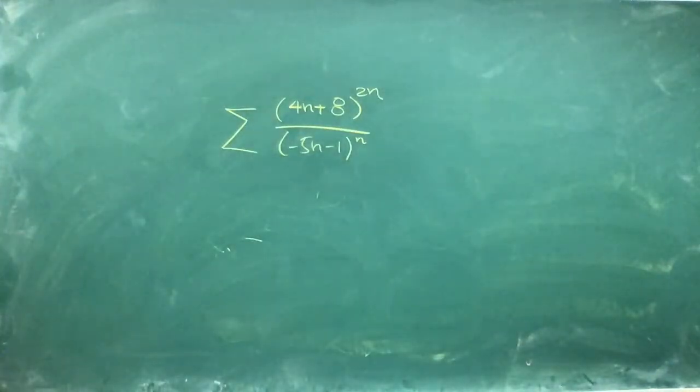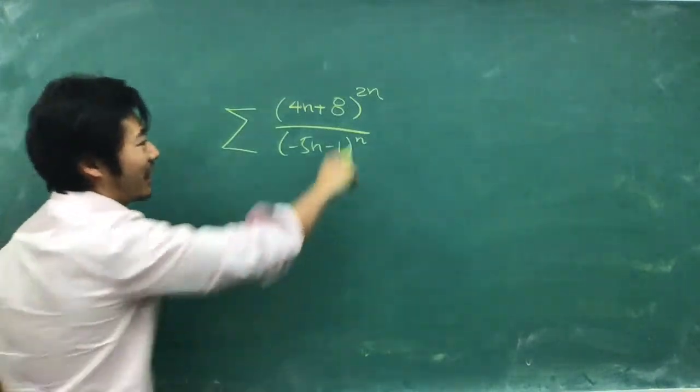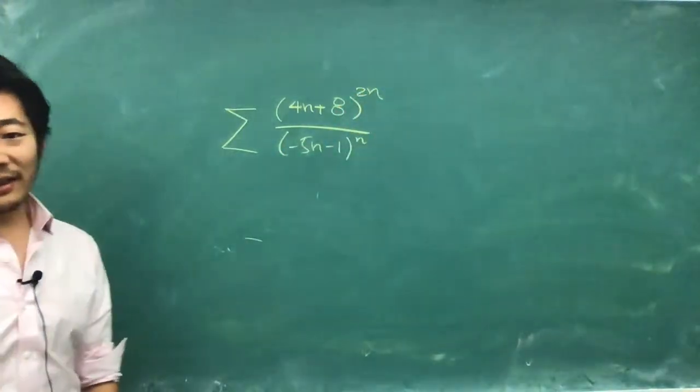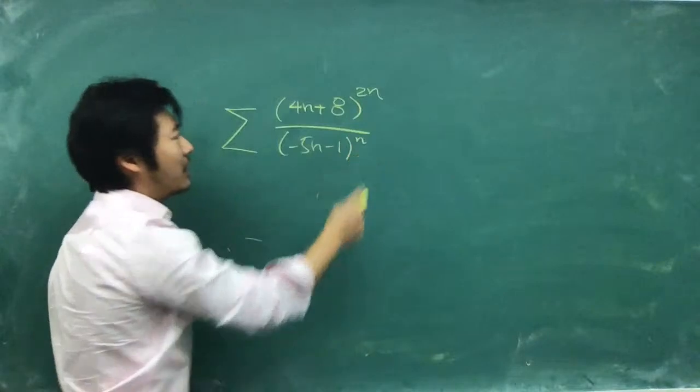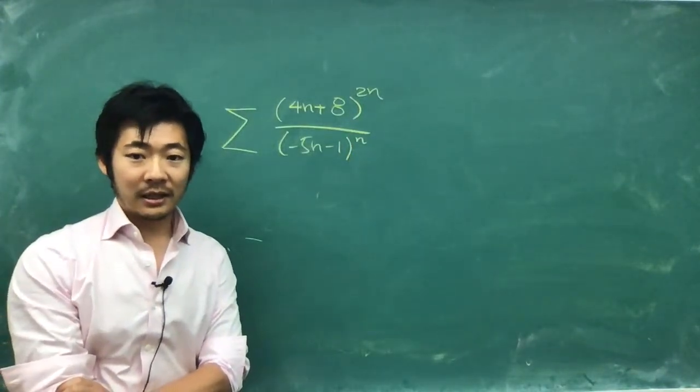So for this one, I would probably use the root test because then everything becomes nice and easy. Everything has an nth power. So when you take the nth root, then those go away. So the limit is pretty easy.